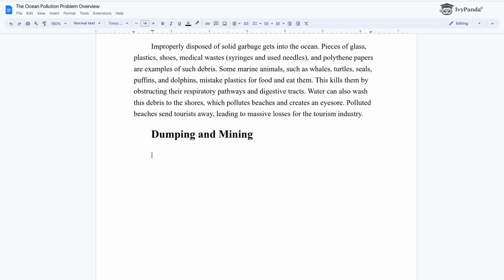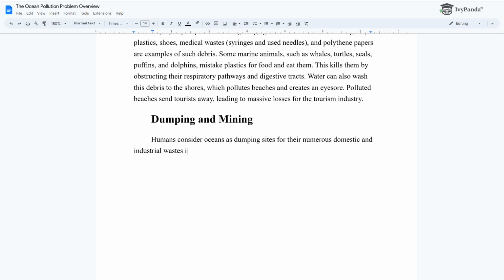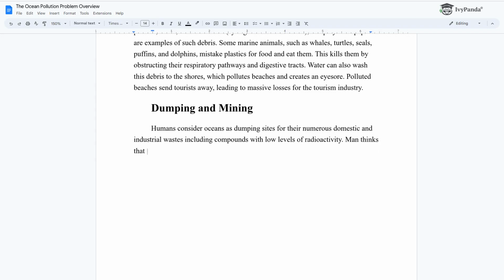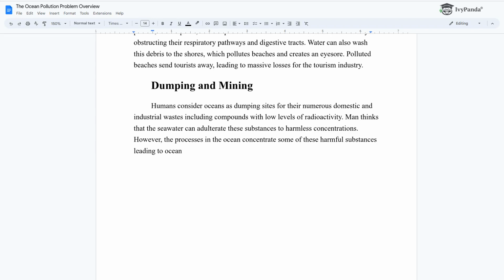Dumping and mining. Humans consider oceans as dumping sites for their numerous domestic and industrial wastes, including compounds with low levels of radioactivity. Man thinks that the seawater can adulterate these substances to harmless concentrations. However, the processes in the ocean concentrate some of these harmful substances, leading to ocean pollution.